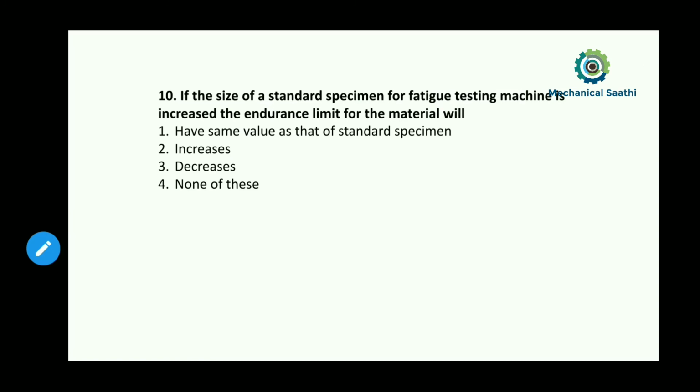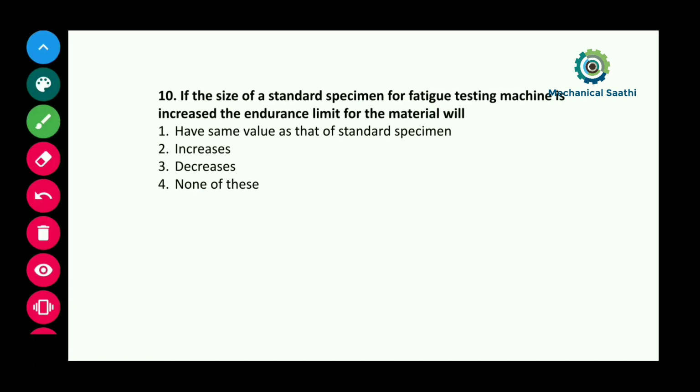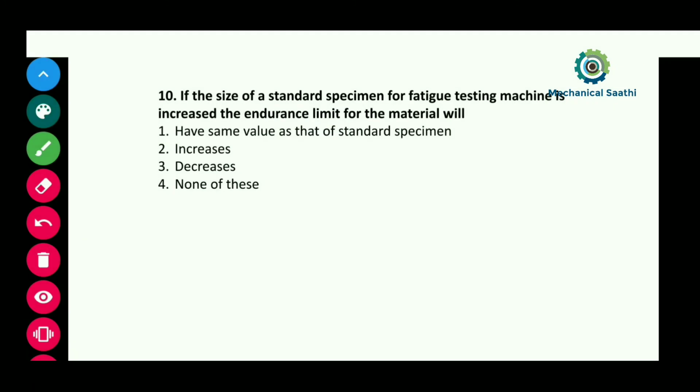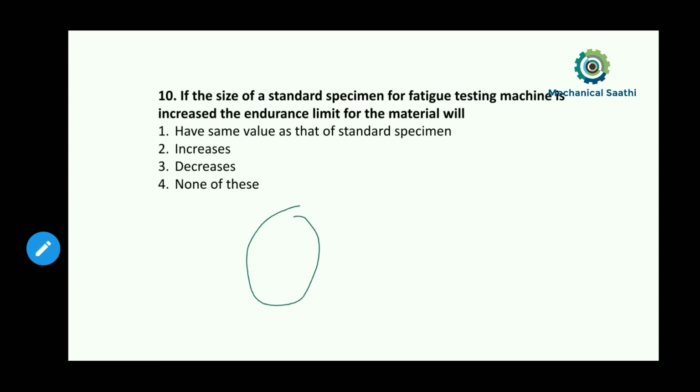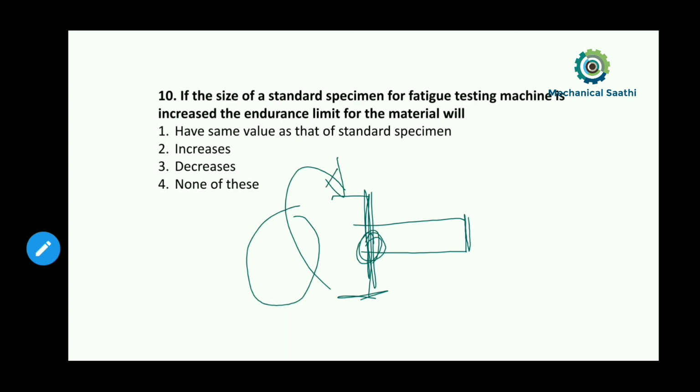Basically, it is the limit up to which any specimen can withstand a cyclic load. Let us understand what a cyclic load means. Suppose this is a spindle, and we have connected a shaft over here. In this spindle we have fixed this shaft, and this spindle is rotating like this. Due to the spindle rotation, this specimen will also rotate.